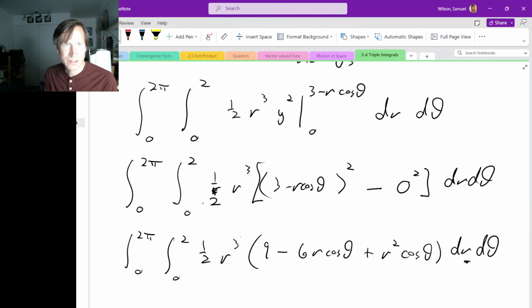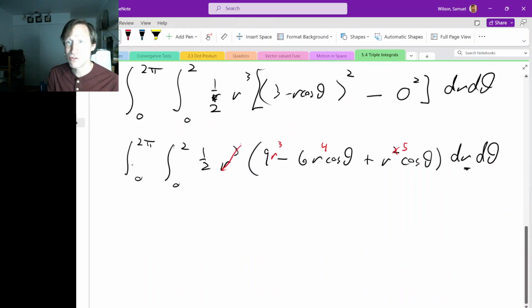Okay, to do this r integral, we need to distribute this r cubed. So let's distribute the r cubed. That makes this 9r cubed. It makes this 6r cosine theta, 6r to the 4th, and it makes this r squared into r to the 5th. Yikes. Okay. Now we can do the r integral.